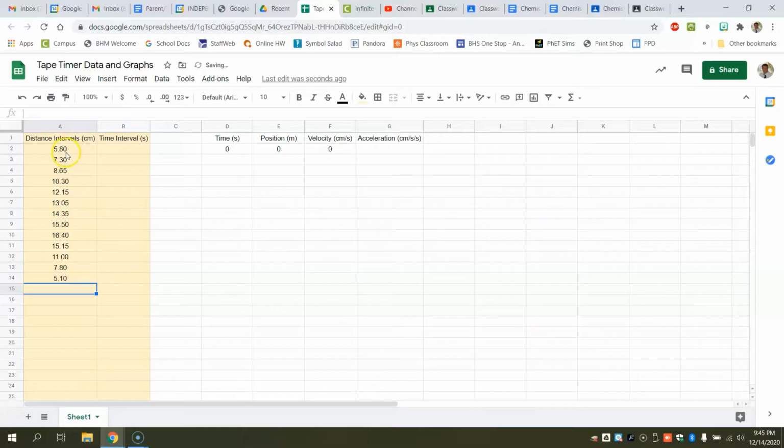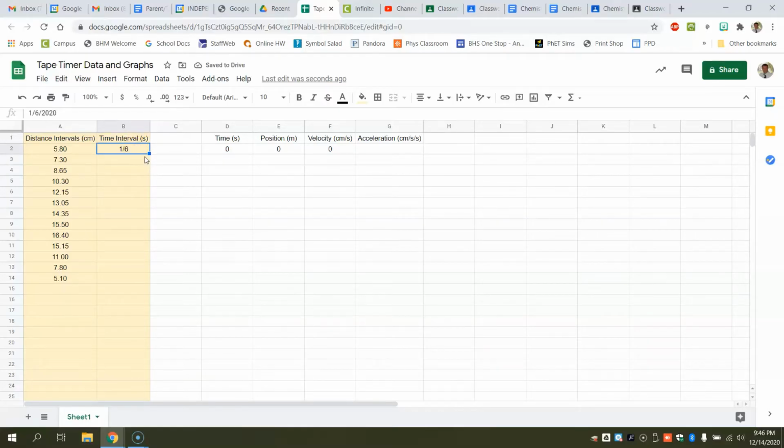We've got all of our distance intervals in here. We're now going to do time intervals. The time interval is the time that it took to make those 10 dots. The way that tape timer worked is 1 dot every 1/60th of a second. So really, our intervals are going to be every 1/6 of a second. I'm going to do 1 divided by 6, and that's going to give me that interval.